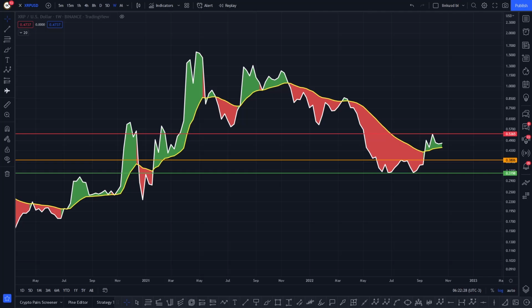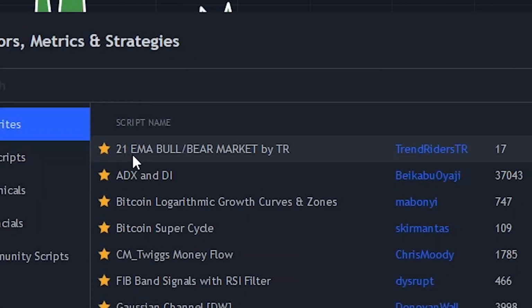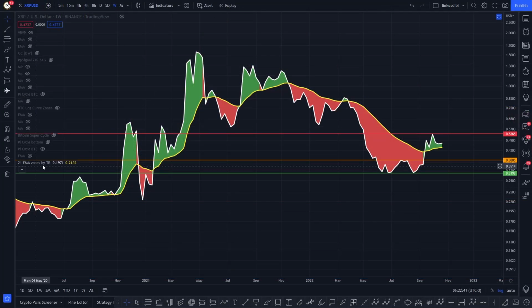So what we're looking for right now on this particular chart is an indicator. This is a free indicator, and it's called 21 EMA Bull Bear Market by TR. I'll show you what I've done. I've changed the settings on it, modified it a little bit. So if I go to settings, I can show you exactly what I've done.